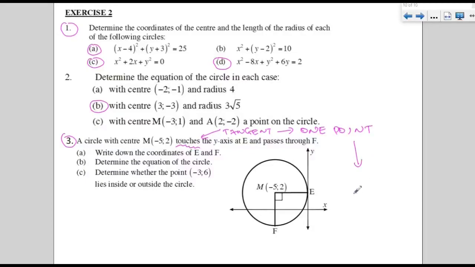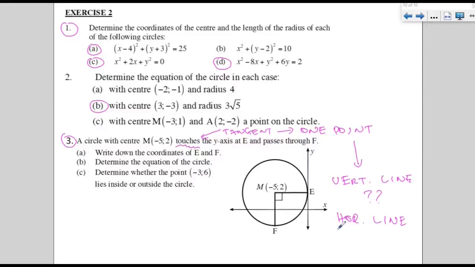Please remember something about vertical lines, what happens, and horizontal lines, what happens. A hint: in vertical lines, one of the two coordinates is the same. Horizontal line, one of the two coordinates is the same. You must check which one is the same.